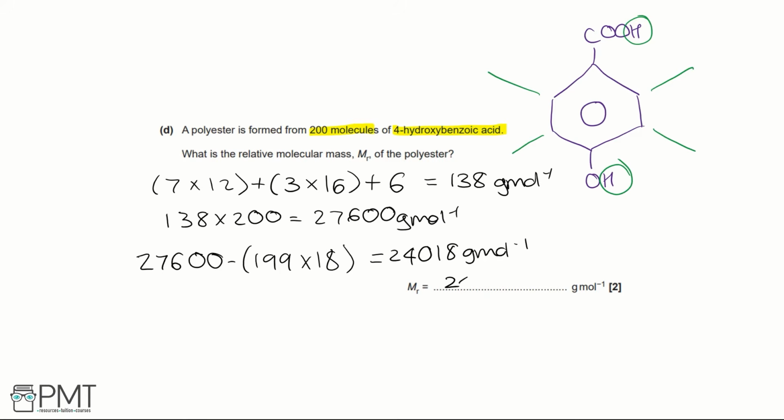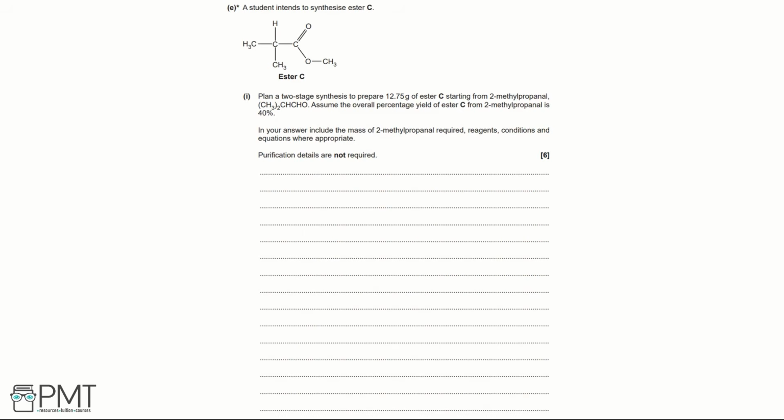So we would write 24,018 on the answer line provided. To get the marks for this question, you get 1 mark for writing 27,600, and you get your second mark for writing 24,018.